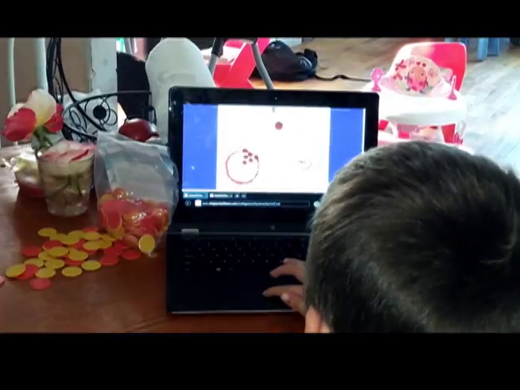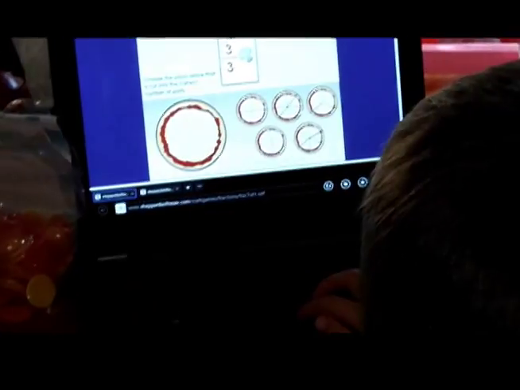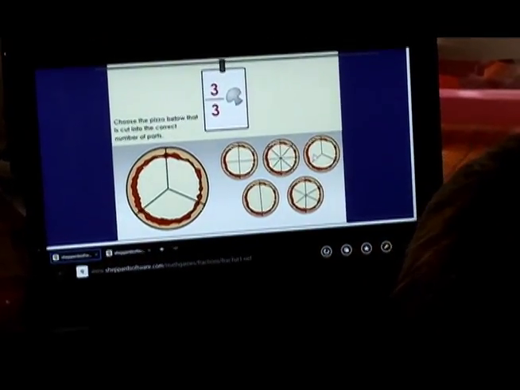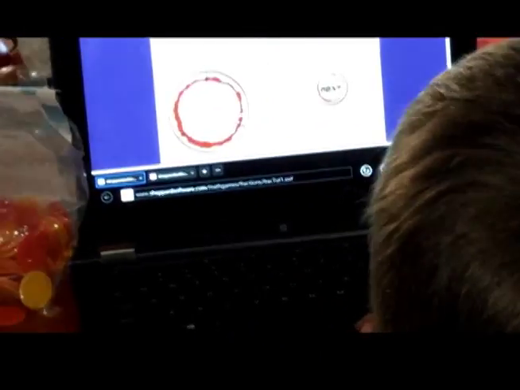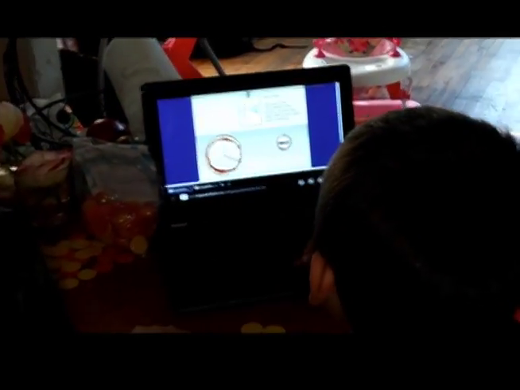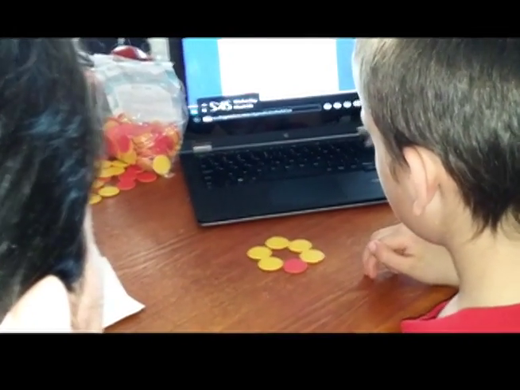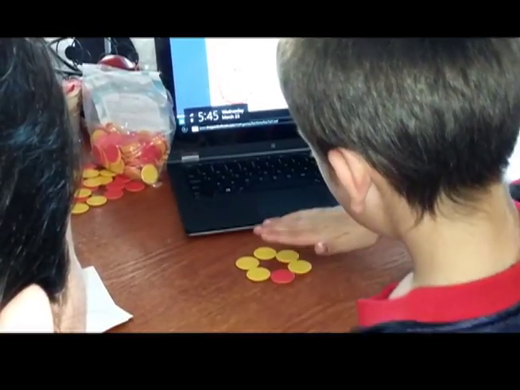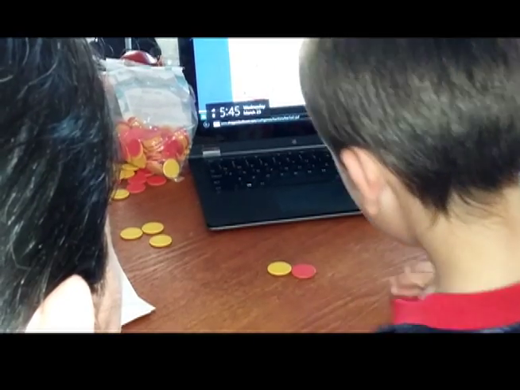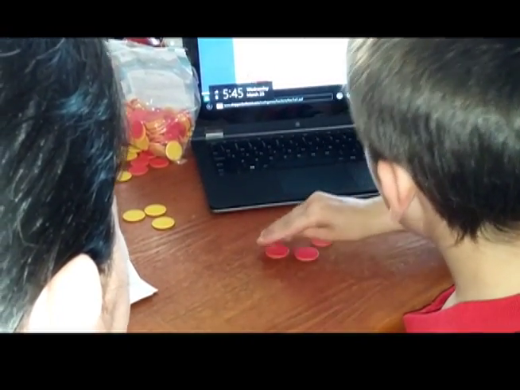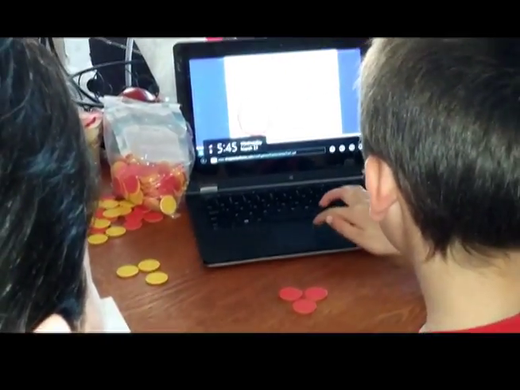Okay, let's try the next one. The order is 3/3 mushroom. Choose the pizza below that is cut into the correct number. That is right. Because 3 is the denominator of this fraction, we know that there needs to be 3 equal parts. Okay, so let's stop here and use our counters. Let's show us what 3/3 equals. Okay. So let's go on to the next part.